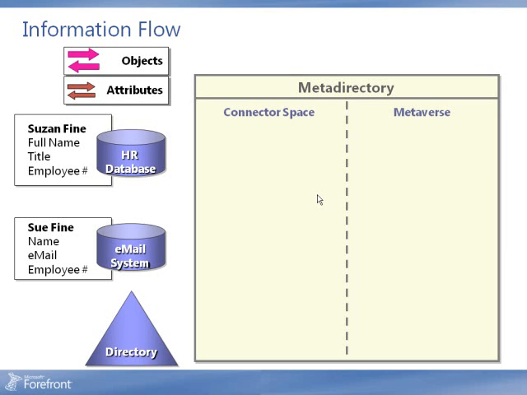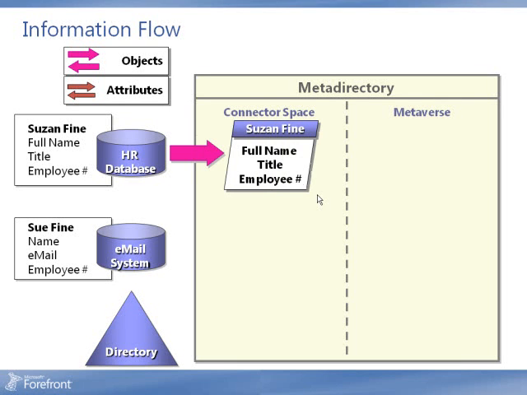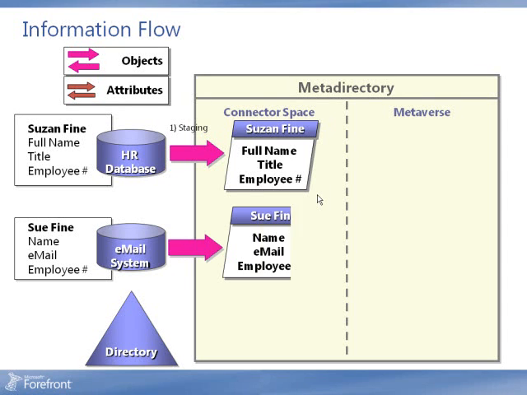The data in the two sources is slightly inconsistent. This is deliberate and typical of a real situation. The MA for the first data source imports and creates her entry, including attributes, in the connector space. This is called staging. It is also called import, but this can mean the entire import all the way to the metaverse, so for clarity we tend to use the word staging. The MA for the second data source does a similar job.